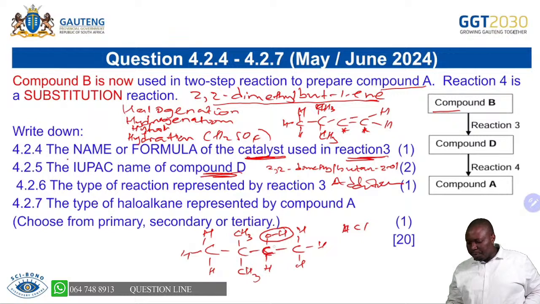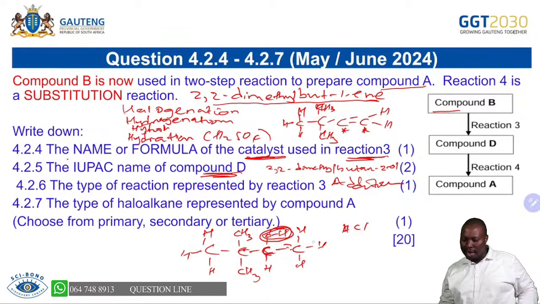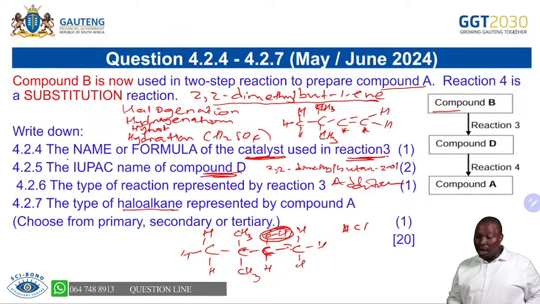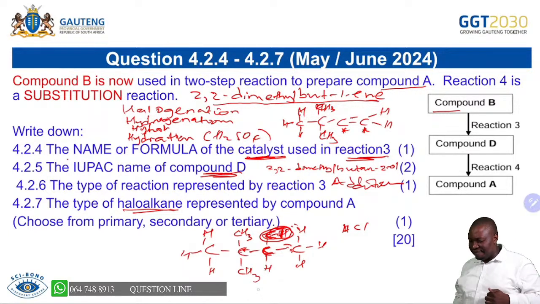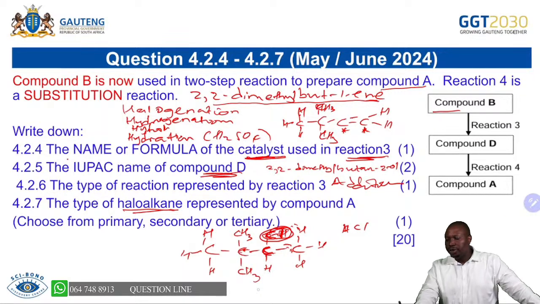The carbon that is bonded to the Cl will be bonded to 2 other carbons, which is now a secondary haloalkane. It is a secondary haloalkane because the Cl will be in carbon number 2, and the carbon that is bonded to the Cl is bonded to 2 other carbons. Or you will say the carbon that is bonded to the halogen, to the Cl, is bonded to one hydrogen. Then that qualifies as a condition for it to be a secondary. And with that, you will have got 20 marks.